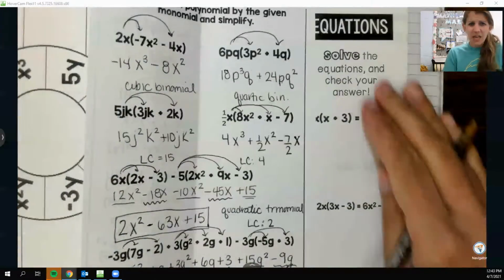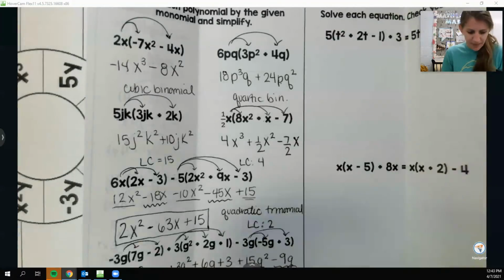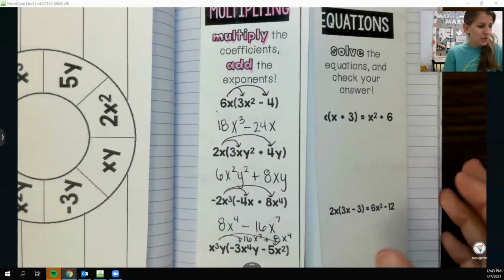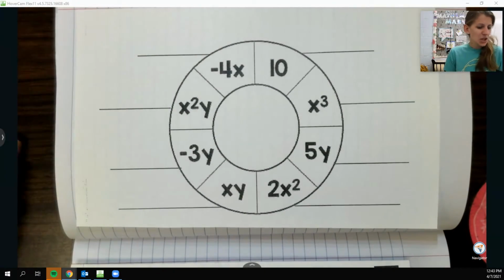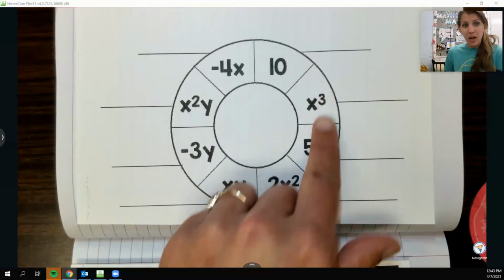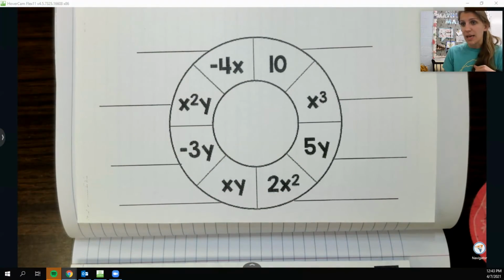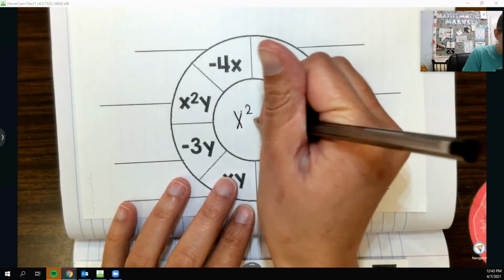Now I think I actually want to skip the solving stuff. It's kind of fun. Maybe we'll come back to it later, but I'm going to skip it for now, and we'll jump over and do this super fun wheel. So the way this is going to work is I'm going to put a number in the wheel, and we're going to multiply all the outside numbers by the number in the wheel. So the number that I'm going to choose is x squared minus 4.